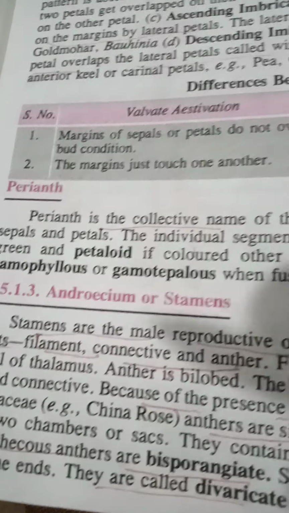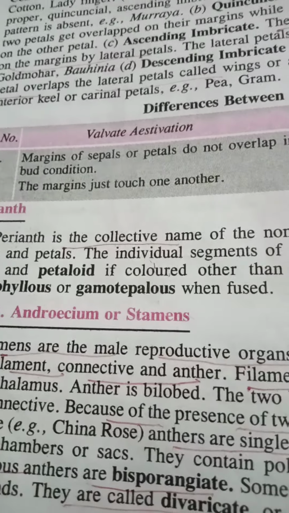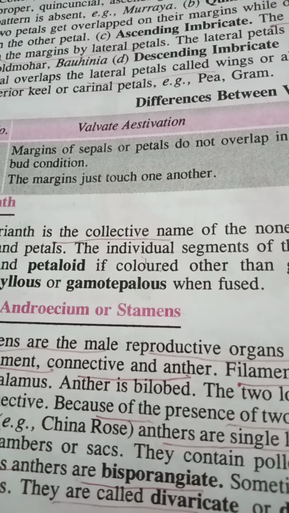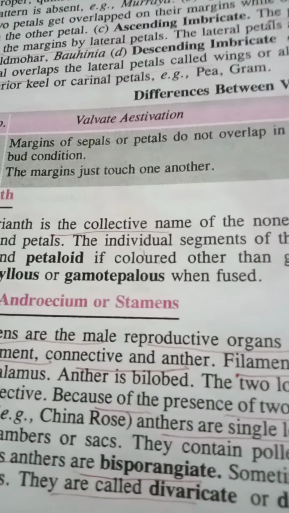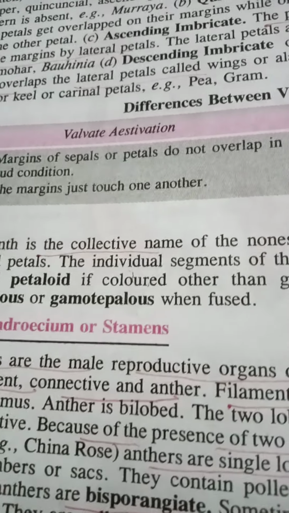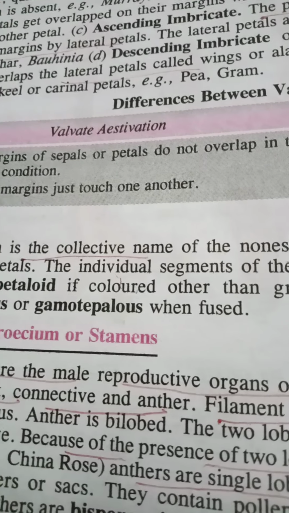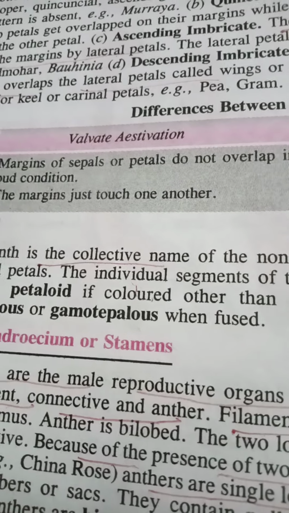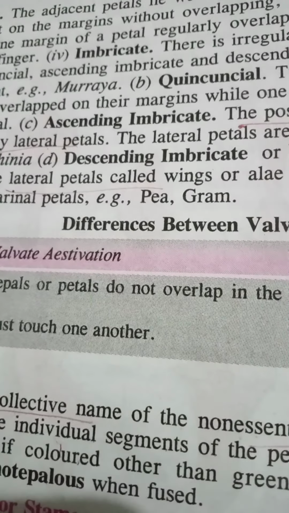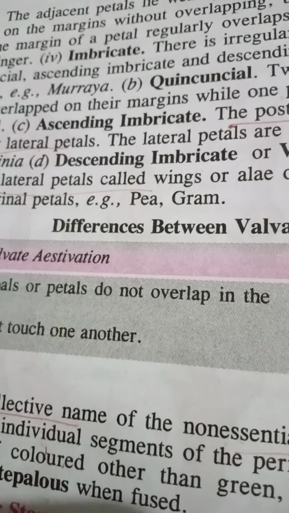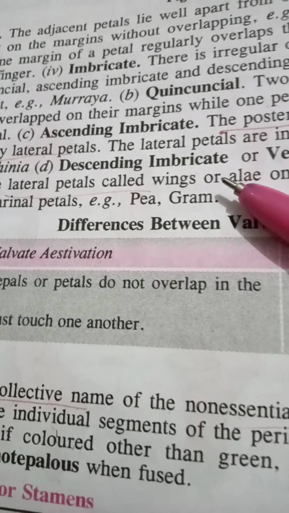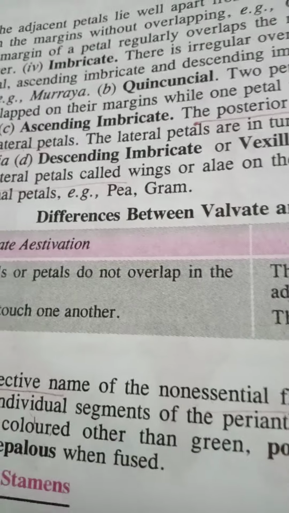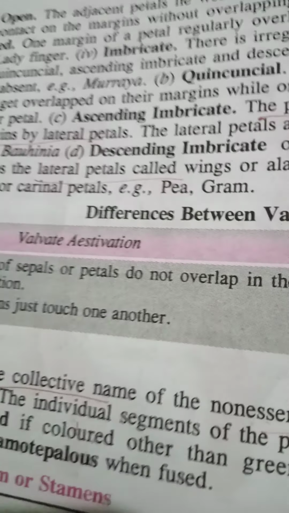So these are the two non-essential whorls of an angiospermic flower, the calyx and the corolla. Calyx with individual units sepals and corolla with individual units petals. Another important term you have to remember: if fused calyx, gamosepalous; if fused petals, gamopetalous; if free calyx, polysepalous; if free petals, polypetalous. These two terms are important.